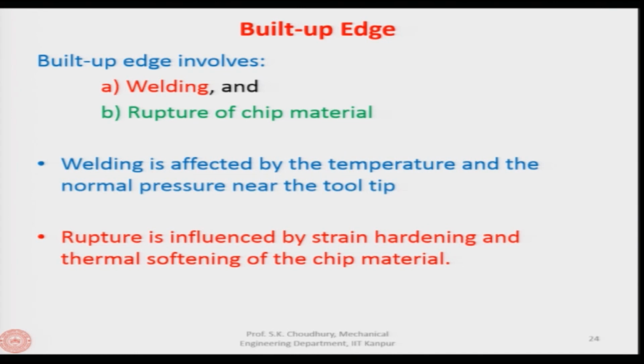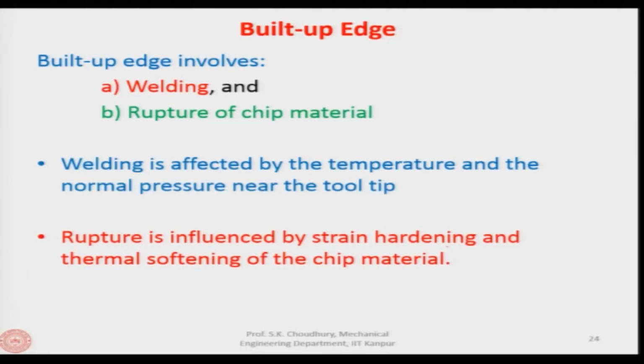So, the welding will happen because, as I said, a very thin layer will be ruptured from the chip surface as well as from the tool rake face, and they will have the affinity, they will get welded. Now, the rupture is influenced by the strain hardening and thermal softening of the chip material. That is how the built up edge gets ruptured. All right. So, these are the two mechanisms of the built up edge formation, which is welding and the rupture. Welding is affected by the temperature and pressure, and the rupture is influenced by the strain hardening and the thermal softening of the chip material.